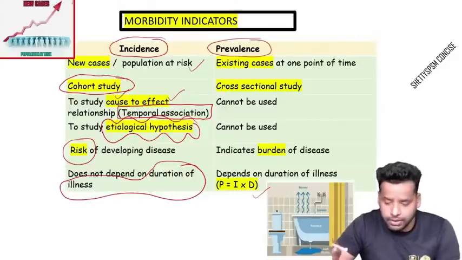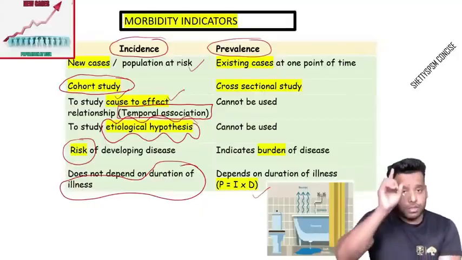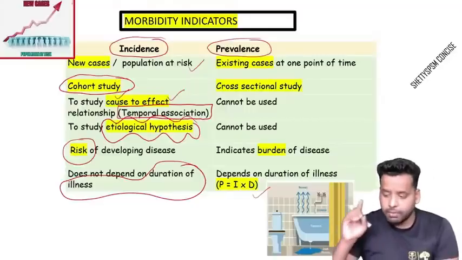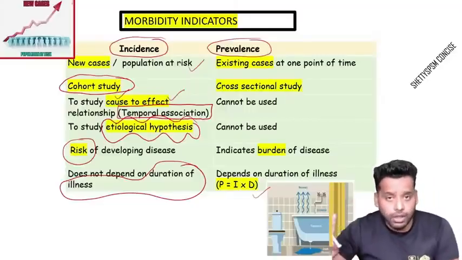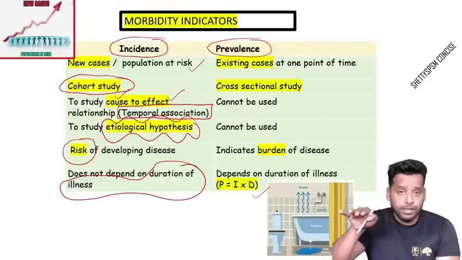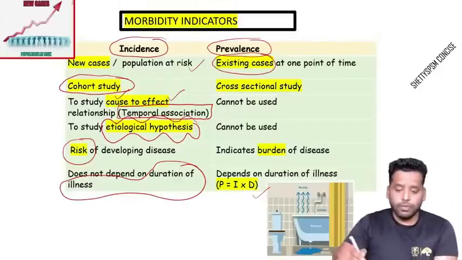Open the notes. In class notes I am telling, whatever notes you have, this equation should be there in the notes. Any PSM notes. What is this equation? P is equal to I into D means prevalence. What is present? Present tense. Prevalent. Existing cases at one point of time.